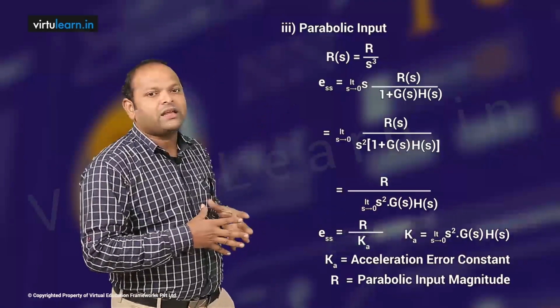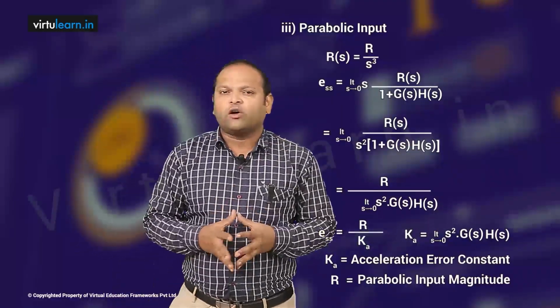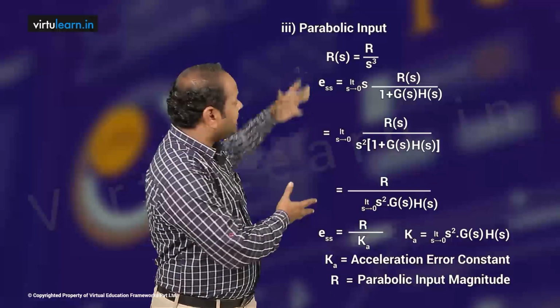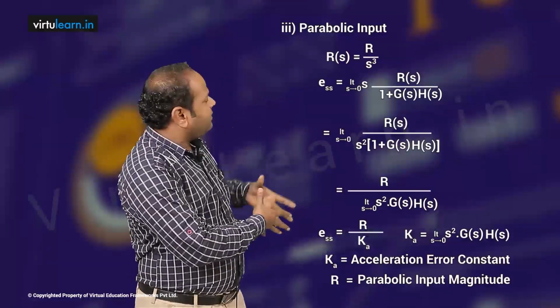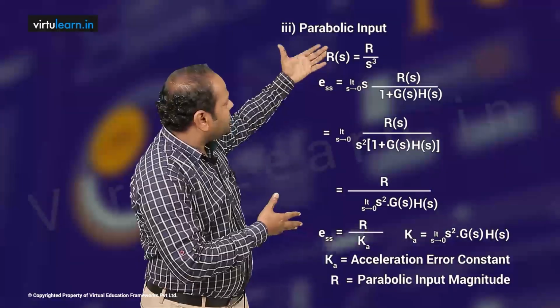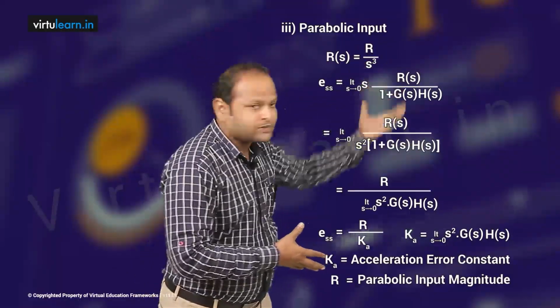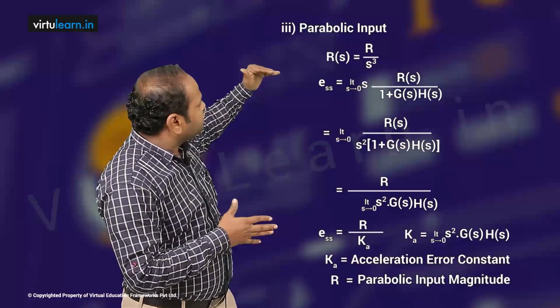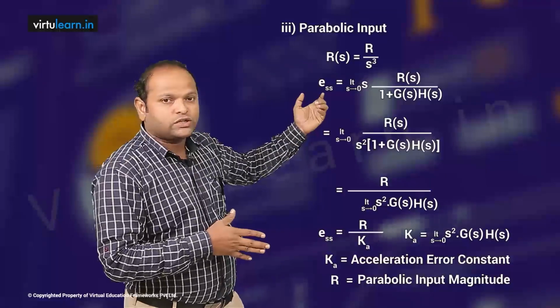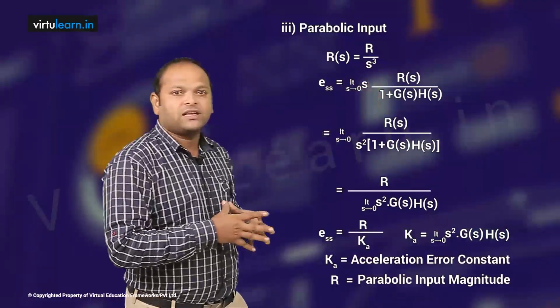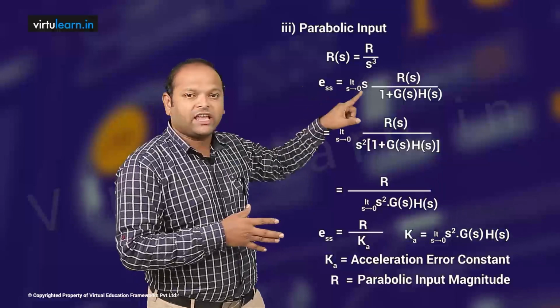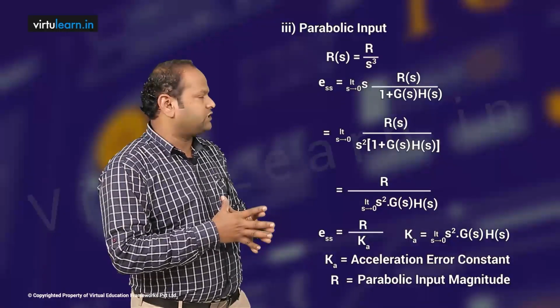So these are the three error constants. If you look at all the equations, the summary is like this. In this summary, first I will write what is the error constant and what is the corresponding error equation. Positional error Kp is limit s tends to 0 GH of s. Corresponding error ESS is R by 1 plus Kp. R is the step magnitude.